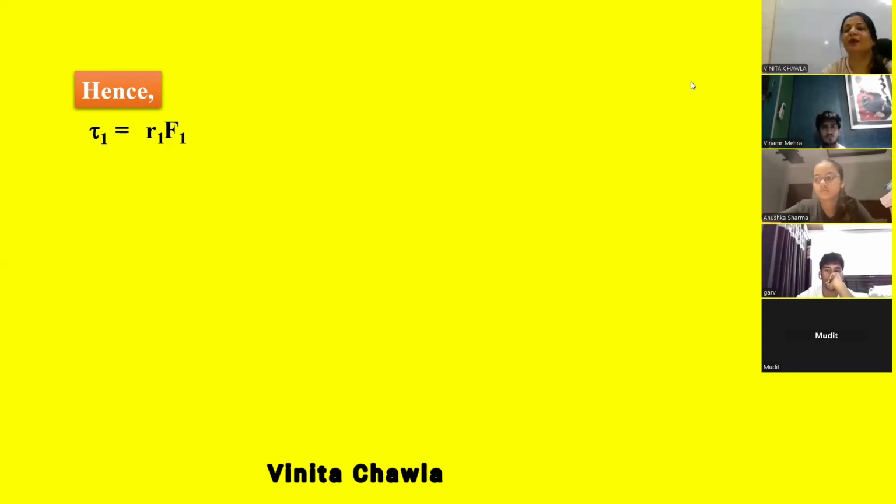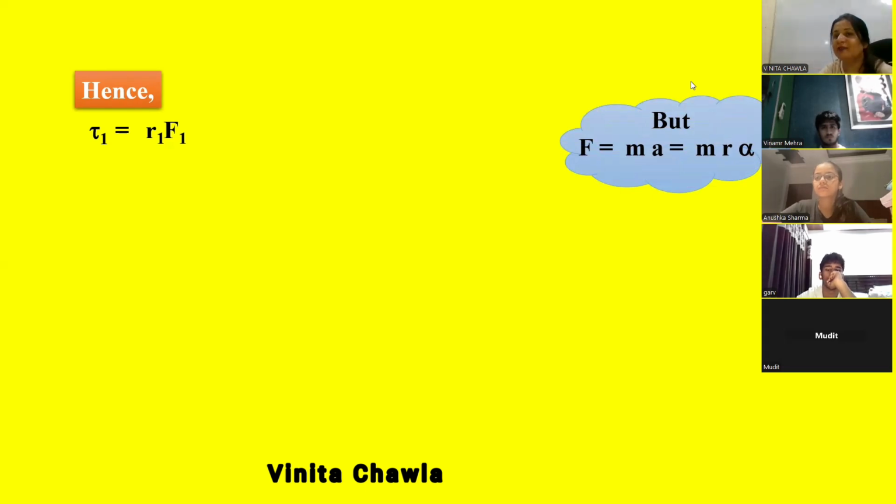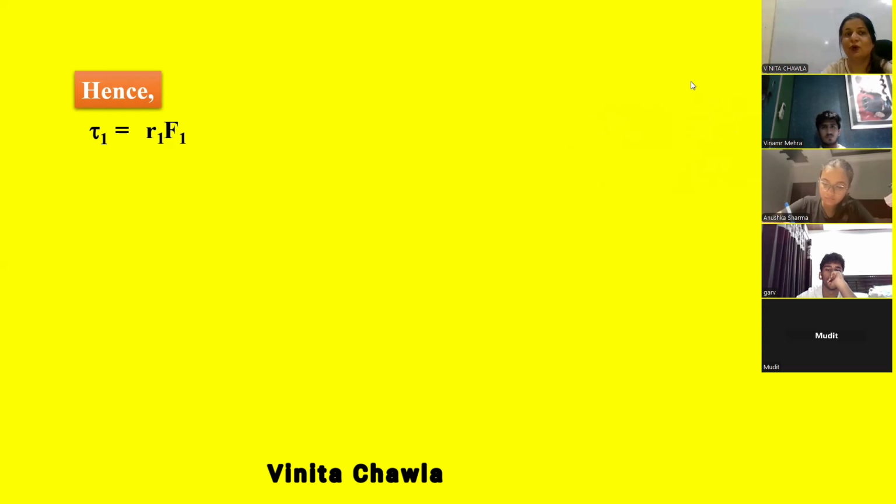राइट, वी कैन राइट τ1 एज r1 F1, but F is ma and a is r alpha. ठीक है, so we can write this as m1 r1 alpha, for F1 we can write like this. क्योंकि F क्या होता है, mass into acceleration, linear acceleration. और linear acceleration क्या है, r alpha. So in place of a we have written this r alpha.